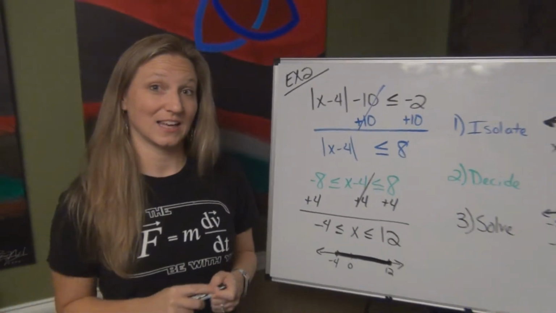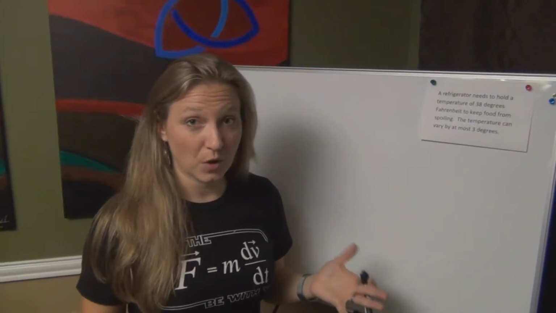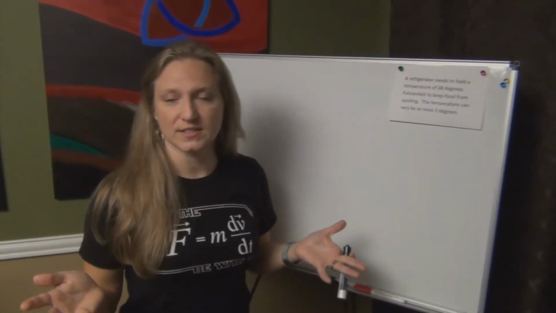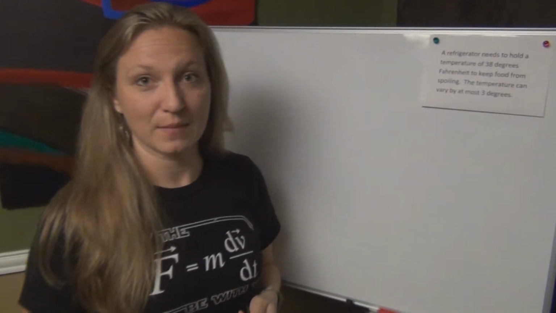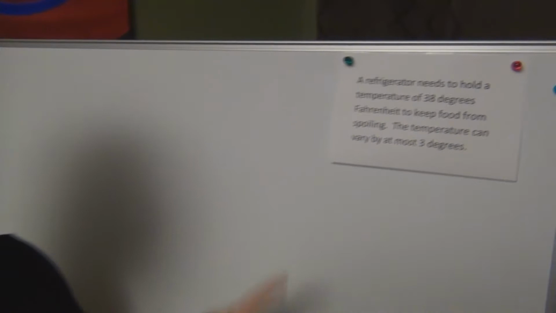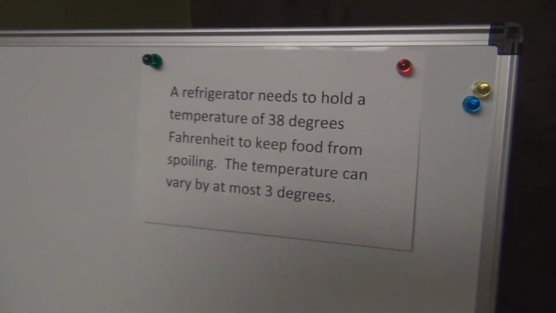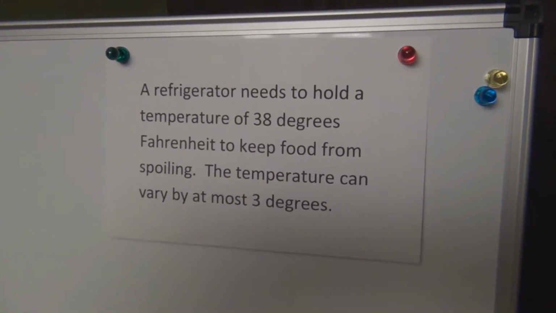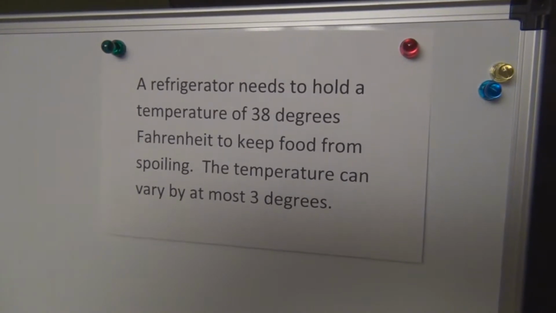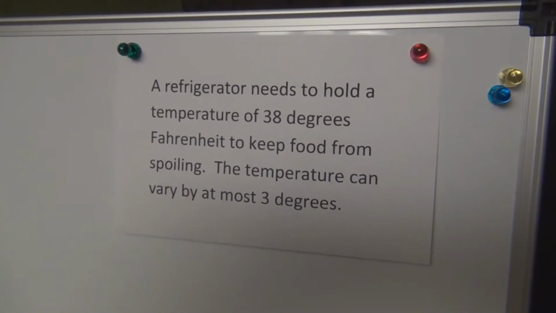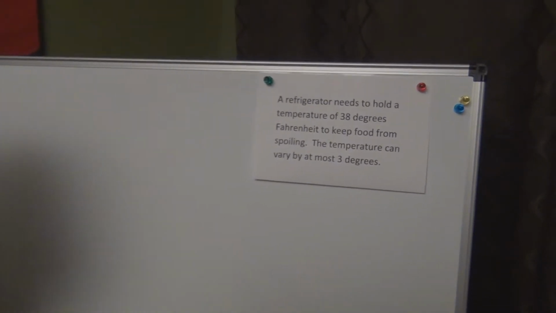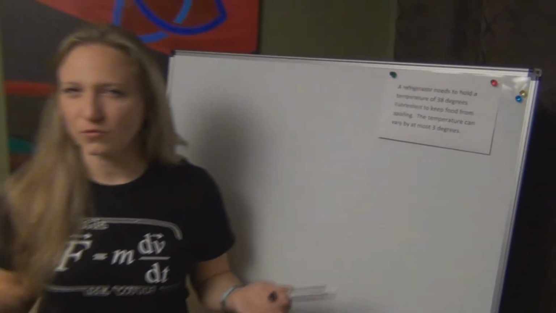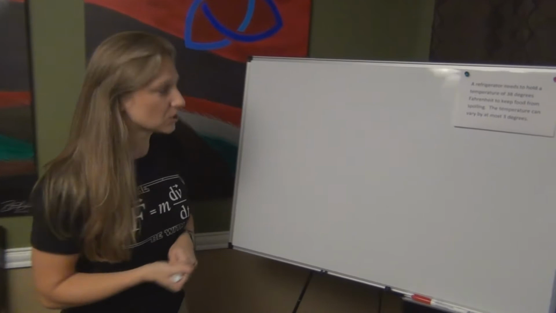Absolute value problems can be found in the real world all the time. Here's a simple scenario that you might come across where absolute value inequalities are helpful. A refrigerator needs to hold a temperature of 38 degrees Fahrenheit to keep food from spoiling. The temperature can vary by at most 3 degrees. And this would be a typical refrigerator that you might have at your house.